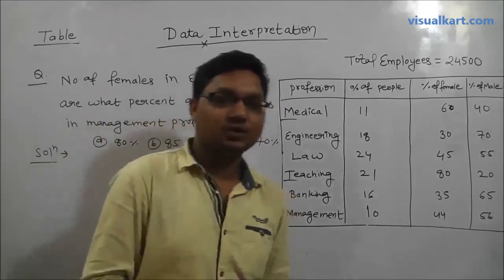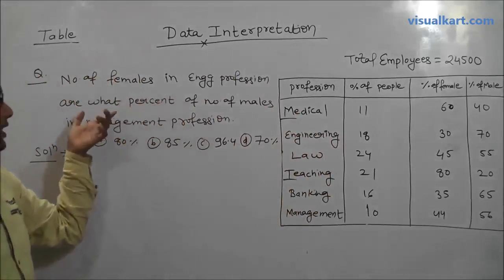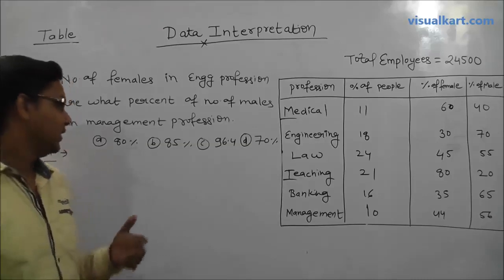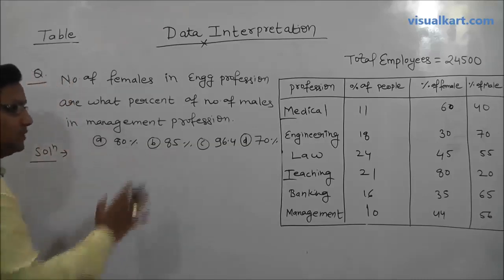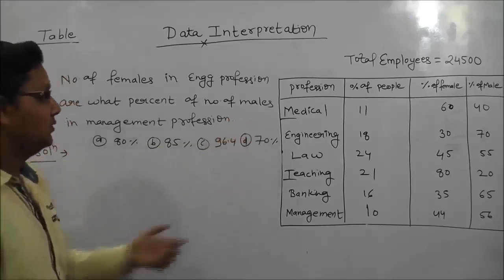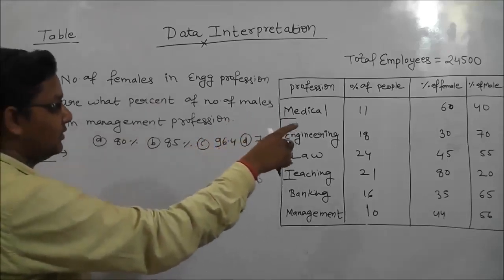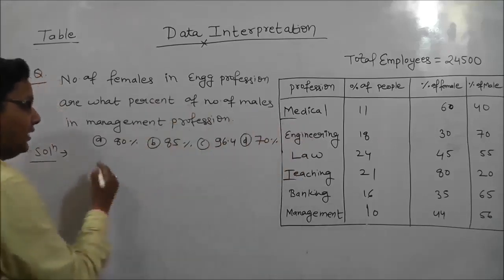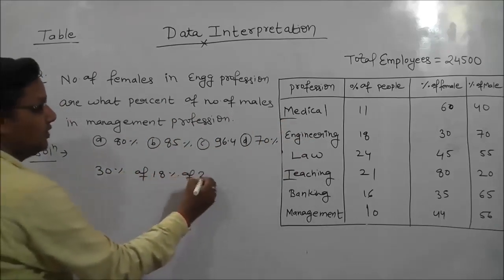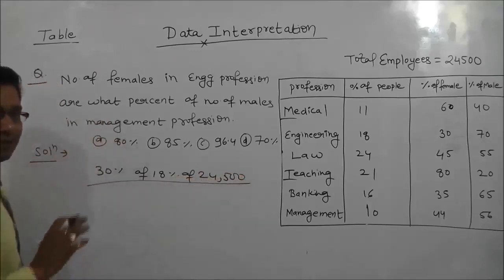Let's see our last question based on the table, that is, the number of females in the engineering profession is what percentage of the number of males in the management profession. Here 4 options are given and the 5th option is obviously none of these. So the number of females in engineering profession is how much? 30% of 80% of 18% of 24,500. We have to find what percentage of.